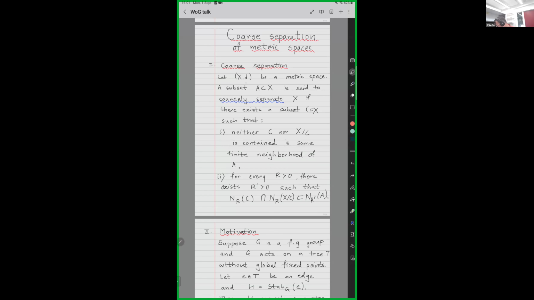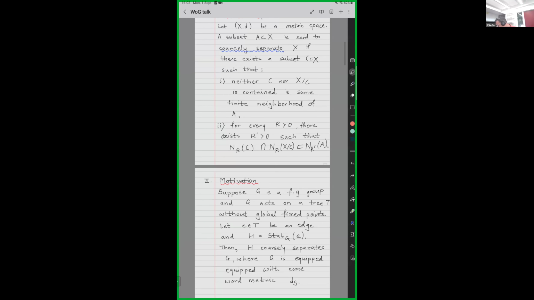Okay, so let X be a metric space and A be a subset of it. We say that A coarsely separates X if there exists a subset C such that neither C nor X minus C is contained in some finite neighborhood of A. So for any R, neither C nor X minus C are contained in N_R of A. And for every r greater than 0, there exists r prime greater than 0 such that the r neighborhood of C intersected with the r neighborhood of X minus C is contained in the r prime neighborhood of A, right?